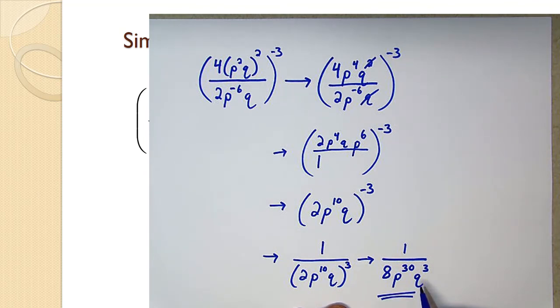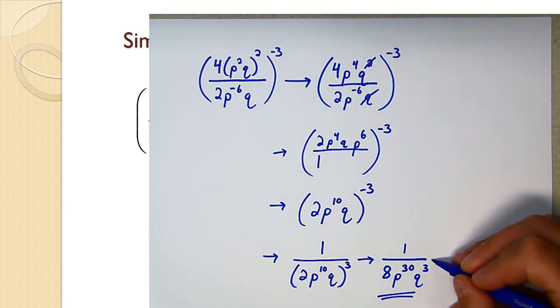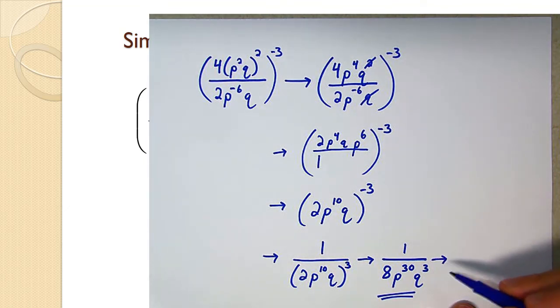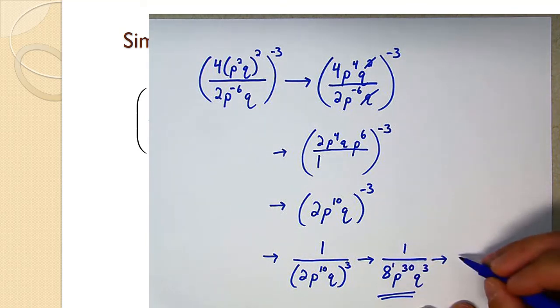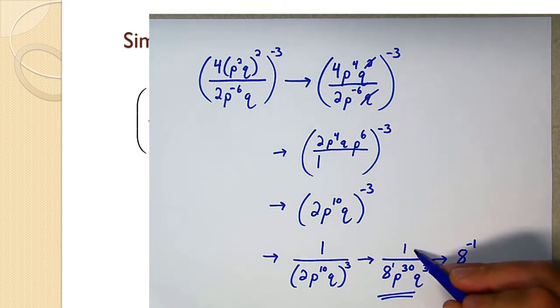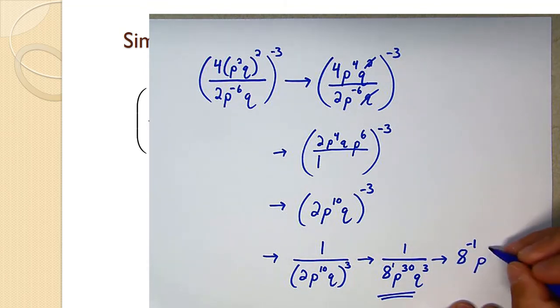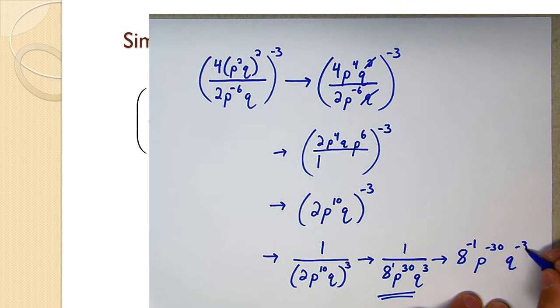Our instructions were to express this without fractions. So how do we get rid of this fraction? How do we get rid of everything down below here? Well, we're going to send it back up to the numerator, and we'll put a negative exponent on everything. So 8 will go up to the top. Remember, this is 8 to the first, so this will become 8 to the negative 1. P to the 30th will go up, and that becomes p to the negative 30th. Q to the third will go up, and that becomes q to the negative third.